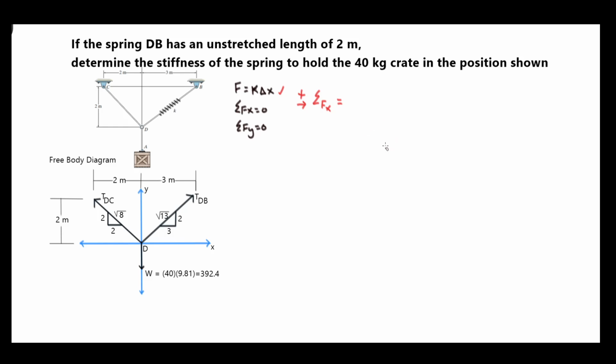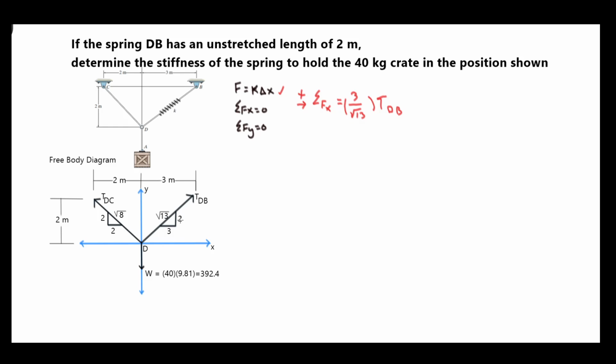So in this case, since this tension in DB is going in the positive direction, we'll use our X component here, and then divide it by the hypotenuse, and then multiply it by our unknown force. So we have 3 over the square root of 13 times our unknown tension.